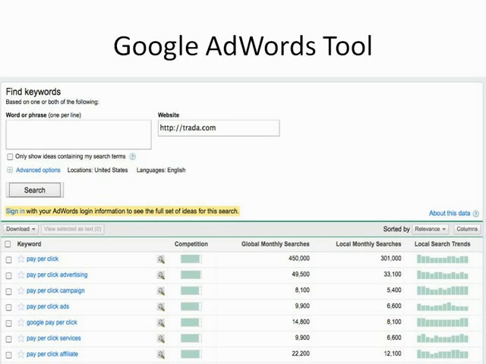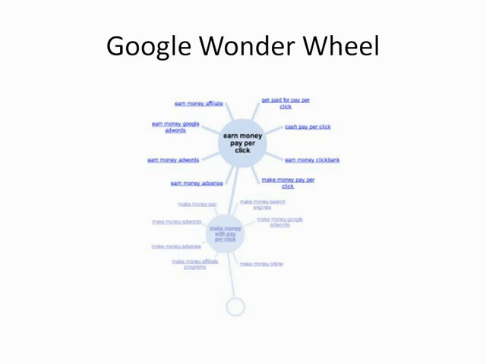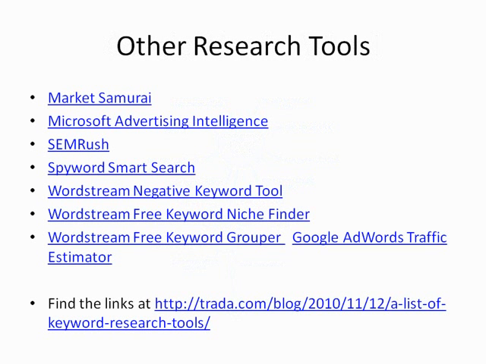Another tool that we'd like to show you is the Google Wonder Wheel, and you'll find this when you search for something, on the left-hand side of Google. What you do is you just put in a search term, and for us, like if you did earn money, pay-per-click, it gives you all the different search terms that other people might use, and then you can drill down, and it gives you a good analysis of how people search for things. And this is just the beginning. There are thousands of other research tools that can help you with what you're looking for. Here are some of our favorites and some of the favorites of Trada optimizers, and you can find all of these on our Trada blog that will help you get started.